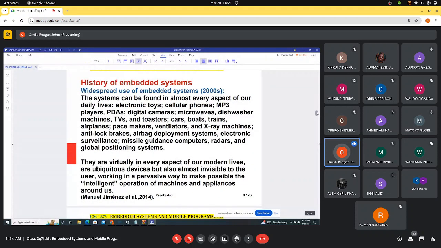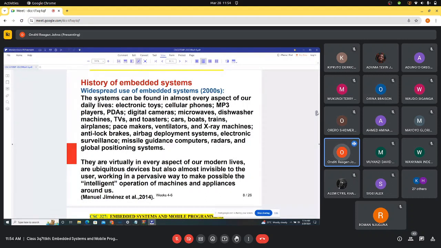So from the 2000s onwards, there has been wide use of embedded systems, and they can be found in almost everything, as we saw in our very first classes, in our day-to-day life: in toys, in phones, in almost everything that we touch today. If it has a digital aspect of technology, then you should remember that there is some aspect of embedded system in it.